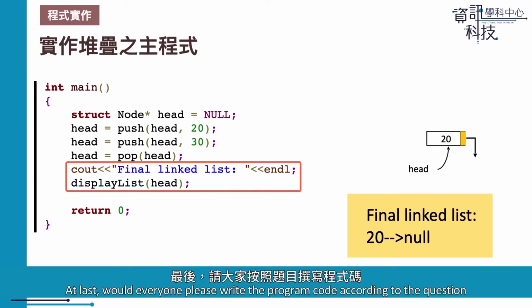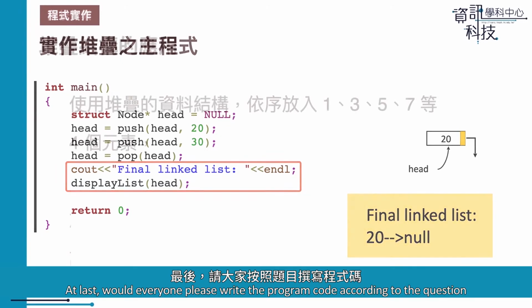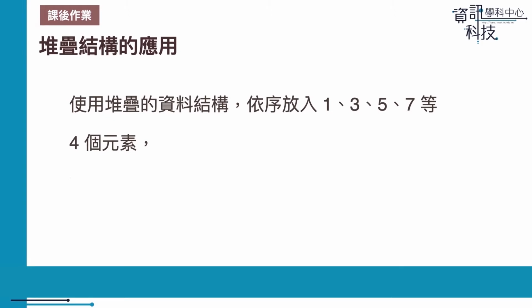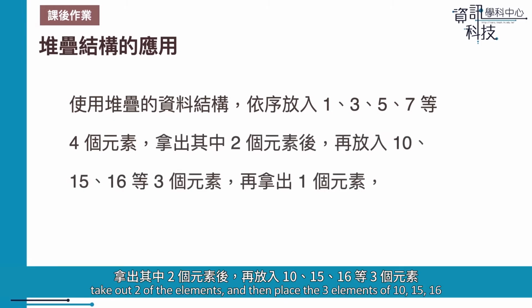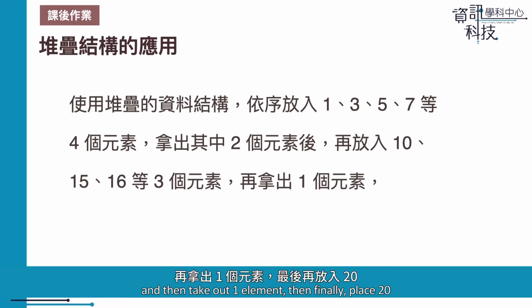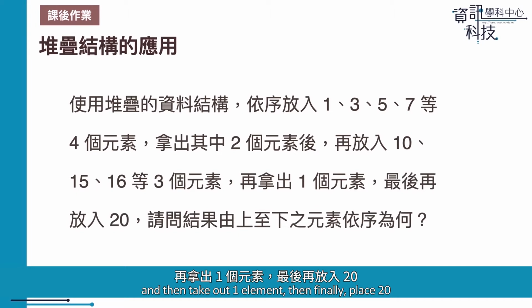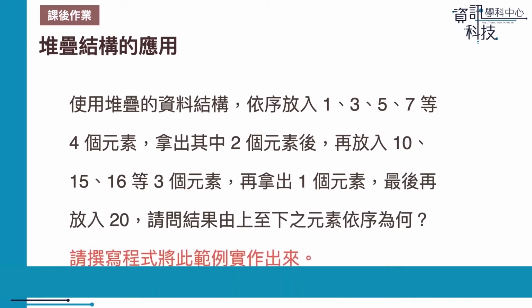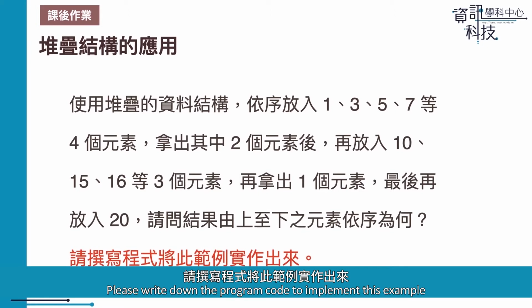At last, would everyone please write the program code according to the question? Use the data stack structure, place the 4 elements of 1, 3, 5, 7 in order. Take out 2 of the elements, and then place the 3 elements of 10, 15, 16. And then take out 1 element. Then finally, place 20. What is the order of the elements from the top to the bottom? Please write down the program code to implement this example.